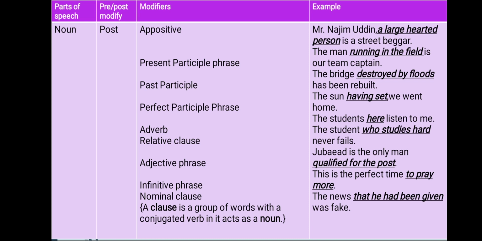Infinitive phrase. This is the perfect time to pray more. Here, to pray more is an infinitive phrase as noun post-modifier in the sentence. Now, nominal clause. A clause is a group of words with a conjugated verb in it that acts as a noun. The news that he had been given was fake. Here, that he had been given is an example of a nominal clause.